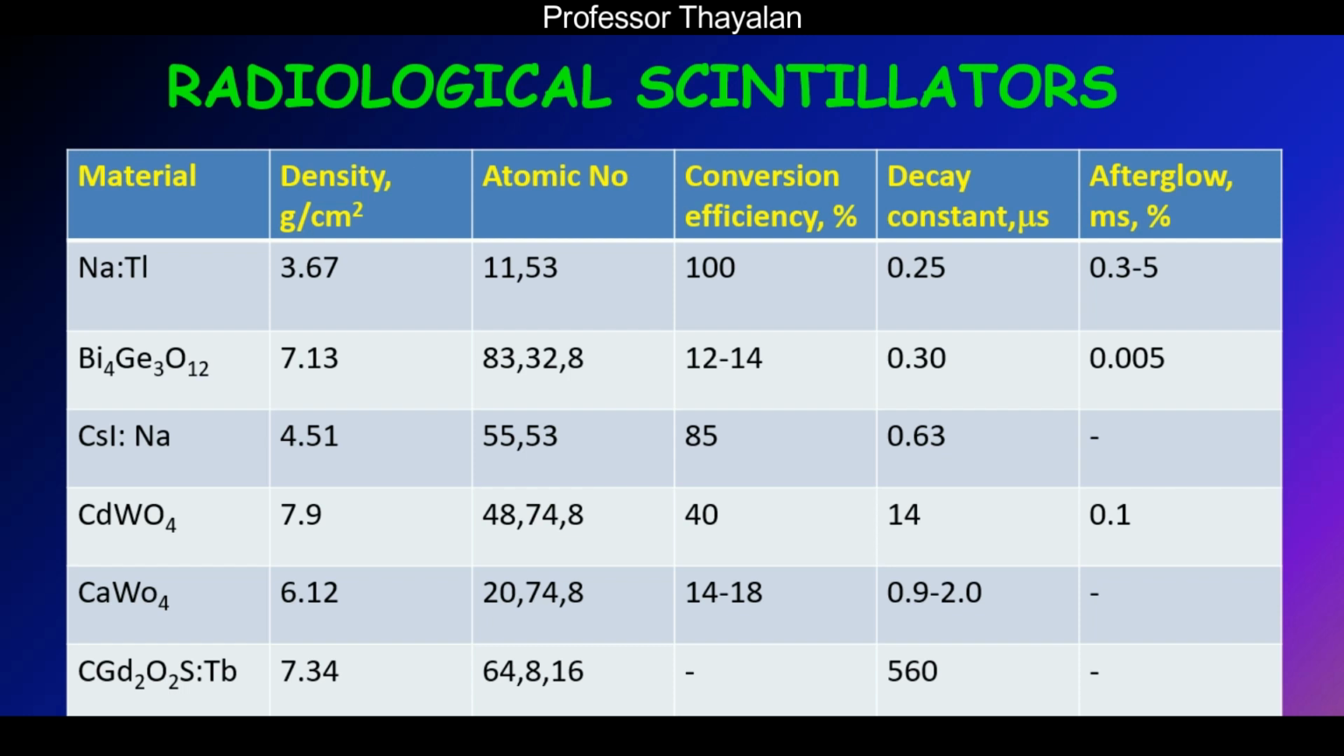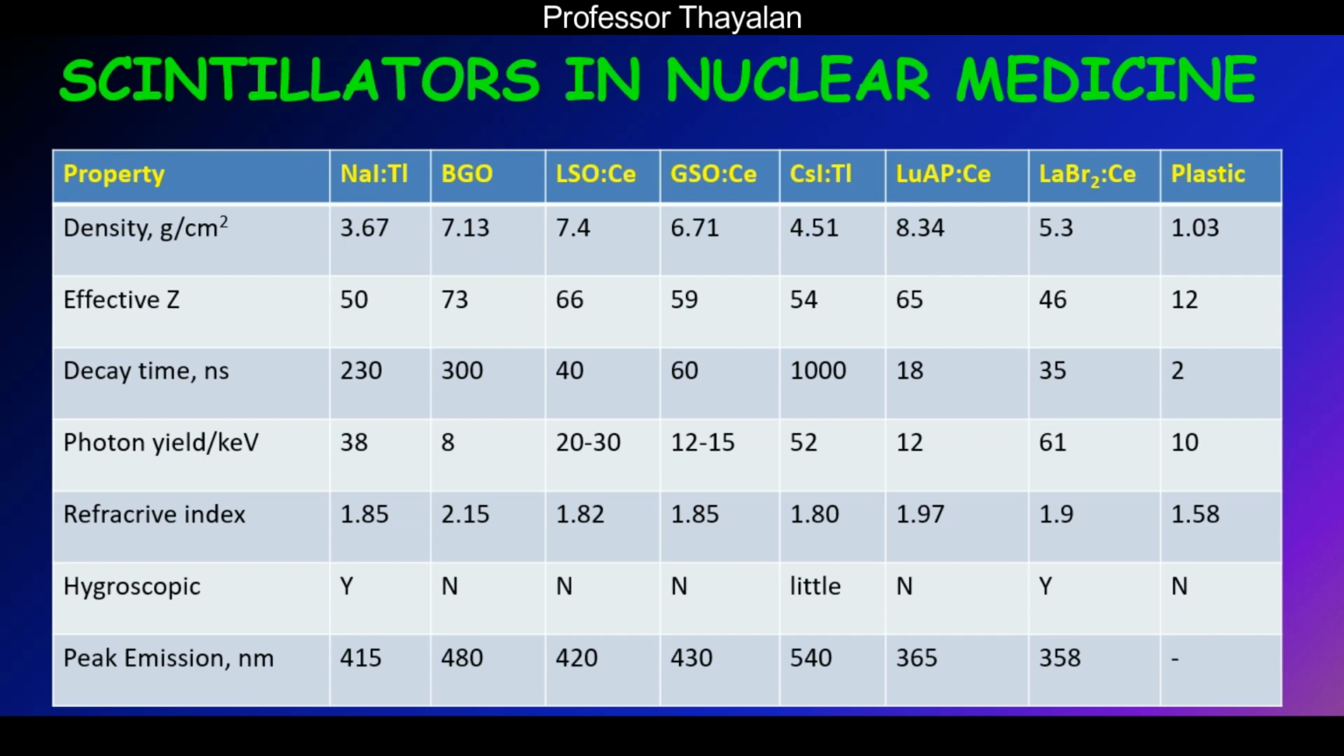Sodium iodide with thallium is probably the oldest one and has found large application in radiology. They use it in the gamma camera and in the first CT scanners. These are the scintillators used in nuclear medicine in terms of density, effective atomic number, decay time, photon yield per kilo electron volt, refractive index and peak emission in nanometers. Various crystals are given: sodium iodide with thallium, BGO, LSO, GSO, CsI, lutetium and LaBr3, and plastic, which is an organic scintillator.